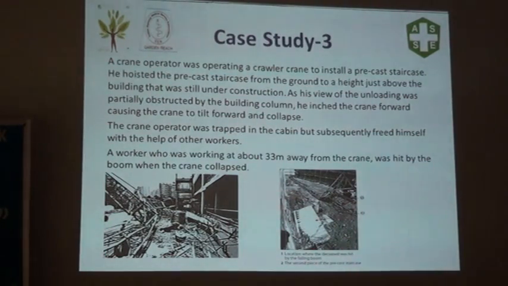A worker who was working about 30 meters away from the crane was hit by the boom when the crane collapsed. You can discuss among yourselves for 5 minutes. Let me know your thoughts. Group 3.